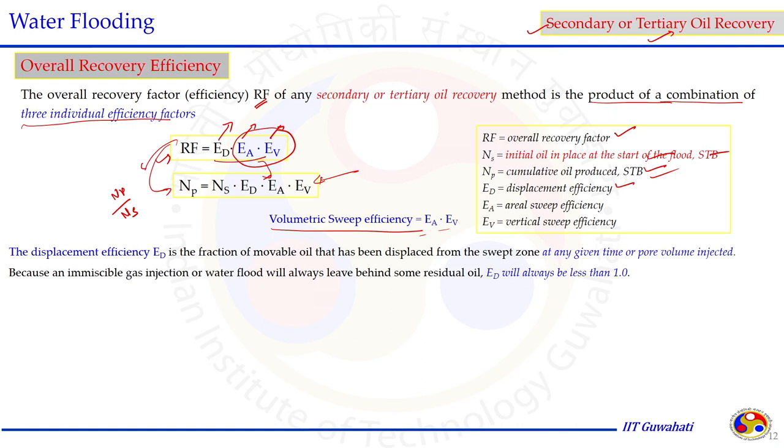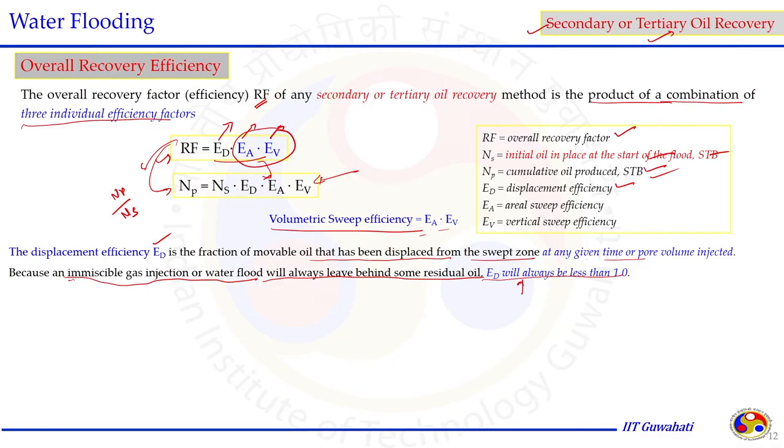So the displacement efficiency, ED, is the fraction of mobile oil that has been displaced from the swept zone at any given time or pore volume injected. So we are injecting the water into the porous region, and at the time we are evaluating the displacement efficiency, that is actually how much oil is displaced from its original position. Because an immiscible gas injection or the water flood will always leave behind some residue, ED will always be less than 1. So the recovery factor will always be less than 1.